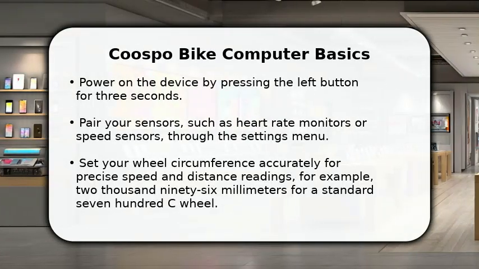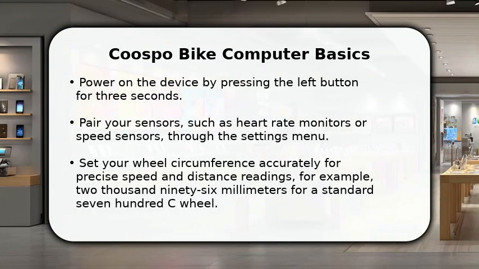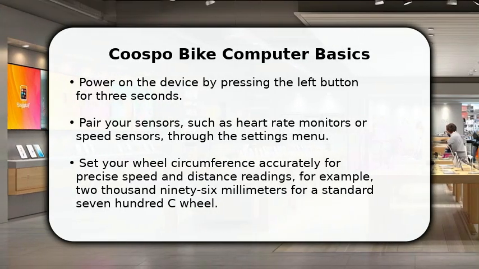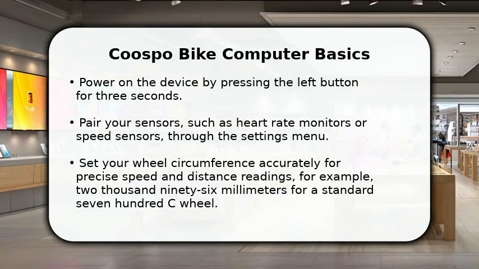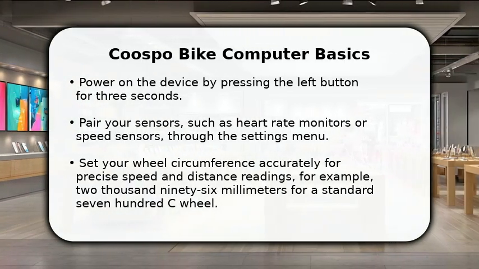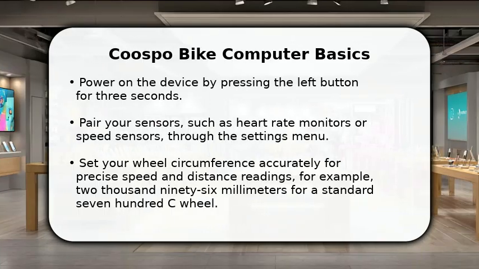In this video, I will explain how to use your Coospo bike computer. To begin, power on the device by pressing and holding the left button for about 3 seconds. Next, navigate to the settings menu to pair your essential sensors, like your heart rate monitor or speed sensor.